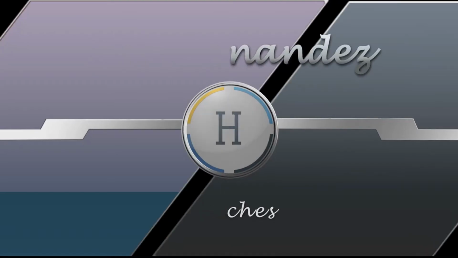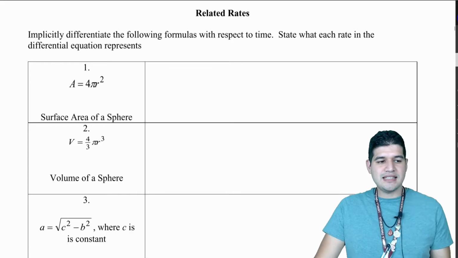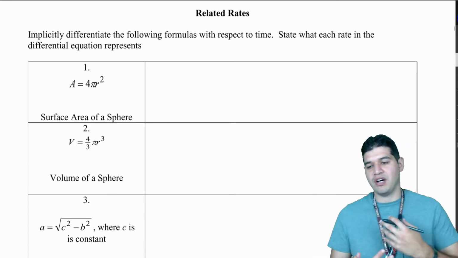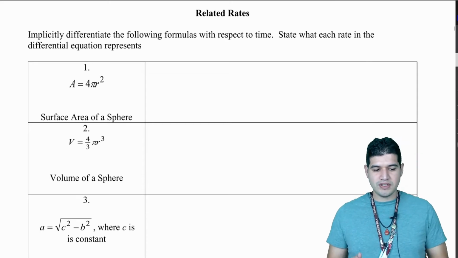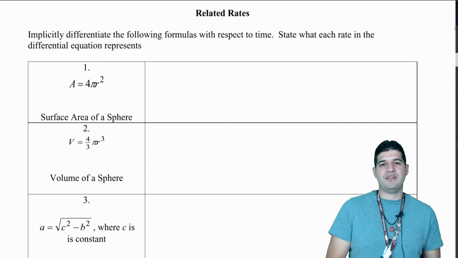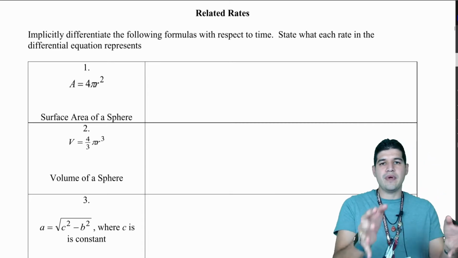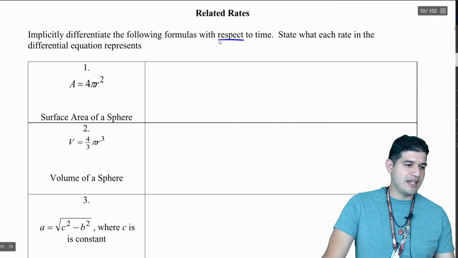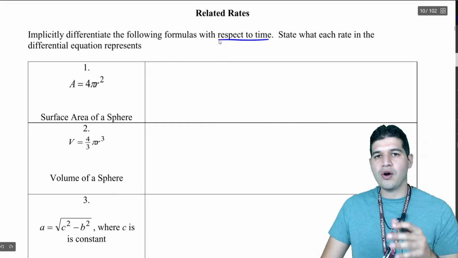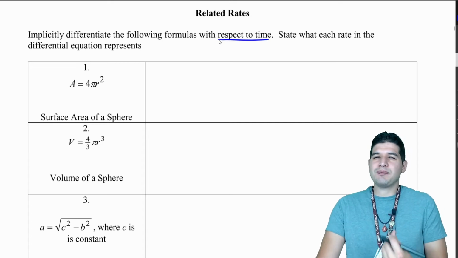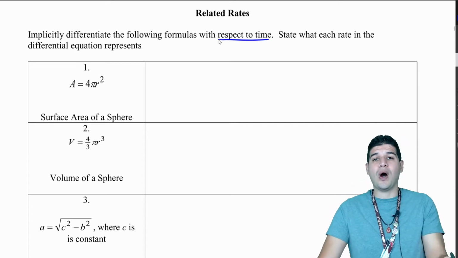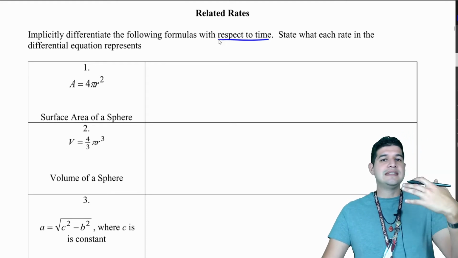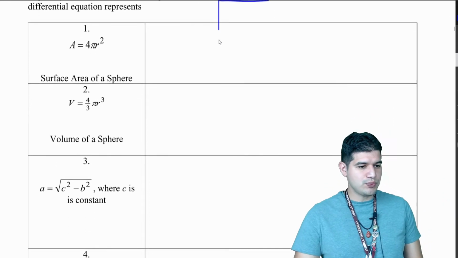So in this first page, we're going to be looking at related rates, and it says implicitly differentiate the following formulas. What you want to notice is that all those formulas, surface area of a sphere, volume of a sphere, A is the square root of c squared minus b squared, are very common formulas that you should recall from middle school and geometry. We also want to take these derivatives with respect to time. Think back to our last lesson where I kept saying with respect to x, and we would do dy dx. This is with respect to time, so d whatever dt.